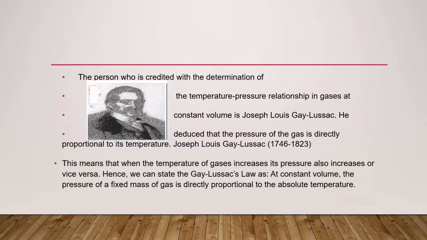The person who is credited with the determination of the temperature-pressure relationship in gases at constant volume is Joseph Louis Gay-Lussac. He deduced that the pressure of a gas is directly proportional to its temperature. This means that when the temperature of gases increases, its pressure also increases, or vice versa. Hence, we can state Gay-Lussac's law: at constant volume, the pressure of a fixed mass of gas is directly proportional to the absolute temperature.